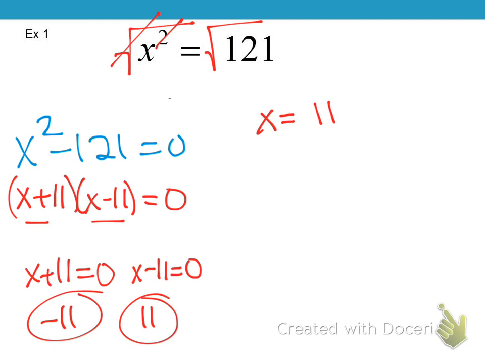It's positive 121. When you're squaring a variable, if you plug in a positive, you get a positive. If you plug in a negative, you still get that positive output. Because of that, we need to sneak in that little symbol, plus or minus. Anytime you take the square root of both sides, you put a plus or minus.